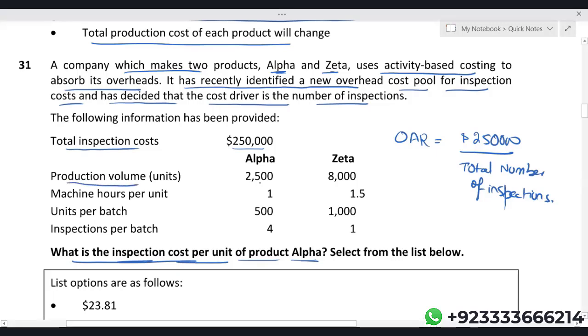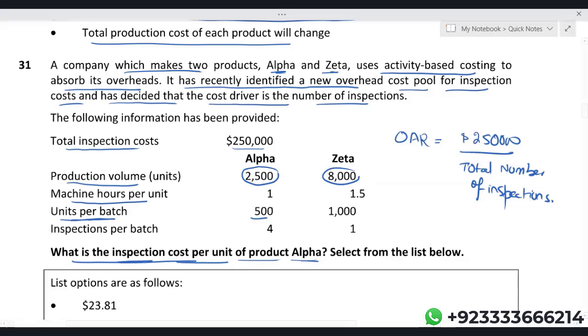Production volume: alpha has 2,500 units. Zeta volume is 8,000. Machine hours per unit. Units per batch, very important. Units per batch is 500. So when we make one batch of alpha, logically we'll be producing 500 units. It means the production is not on a unit basis, the production is on batch basis.